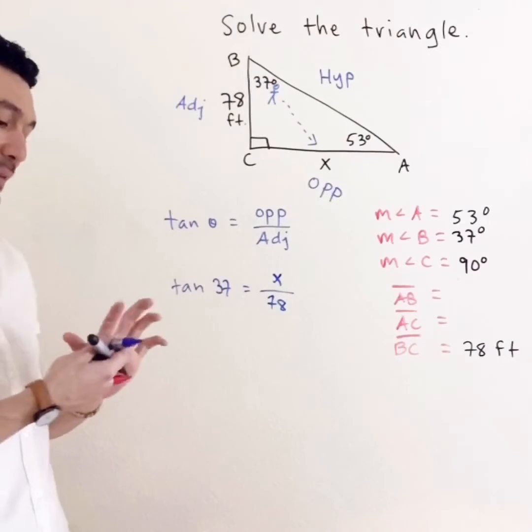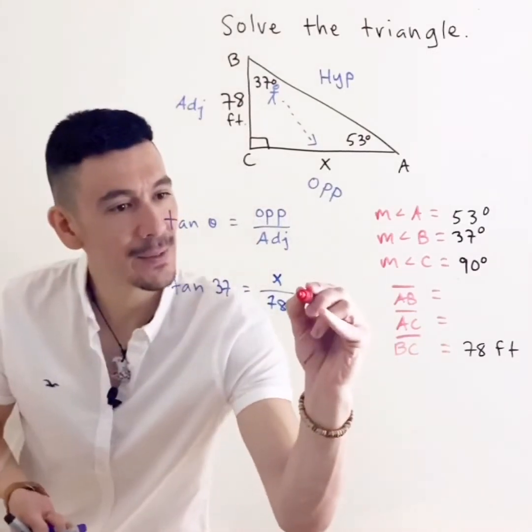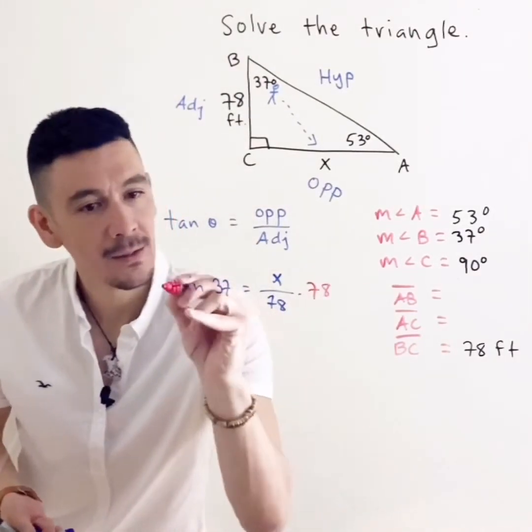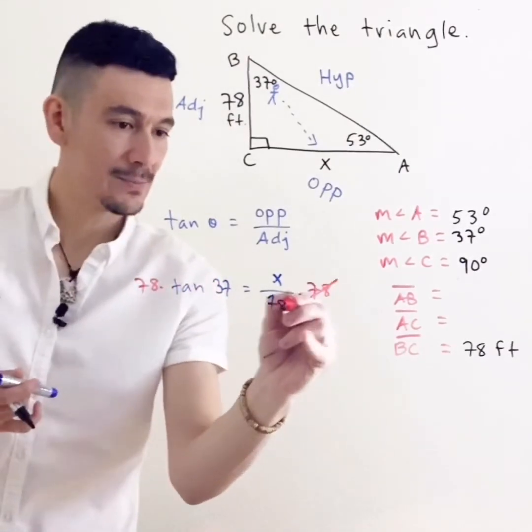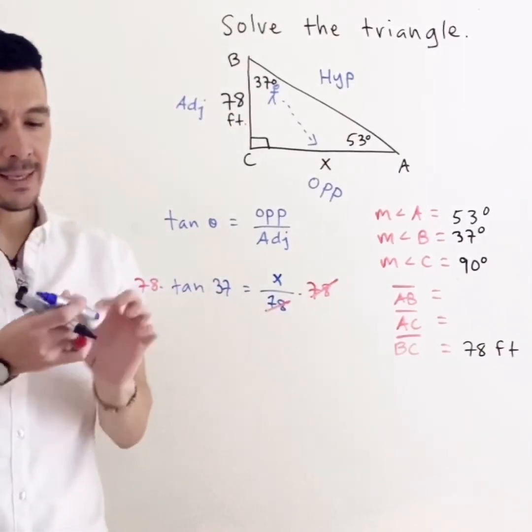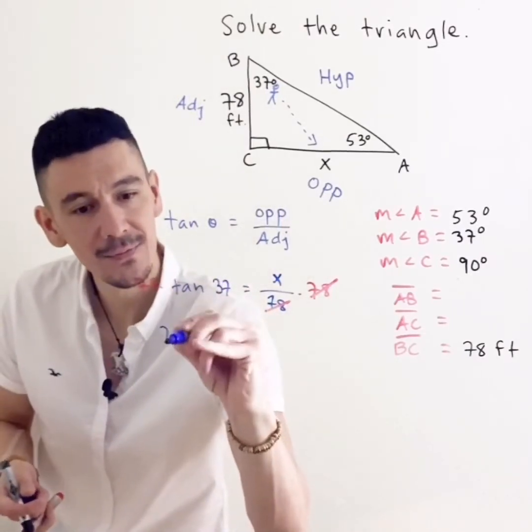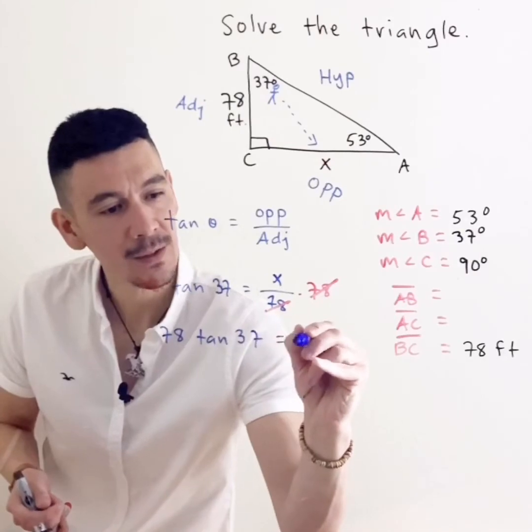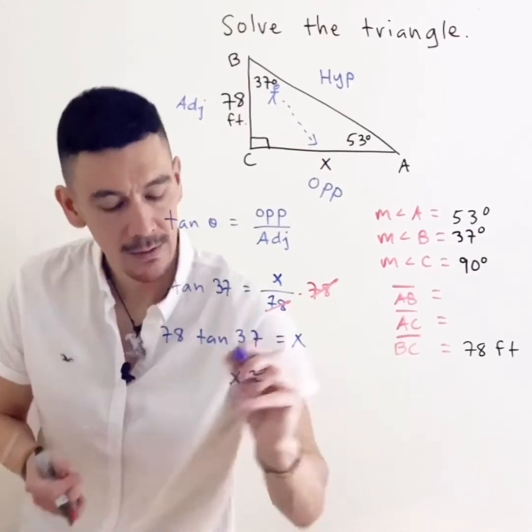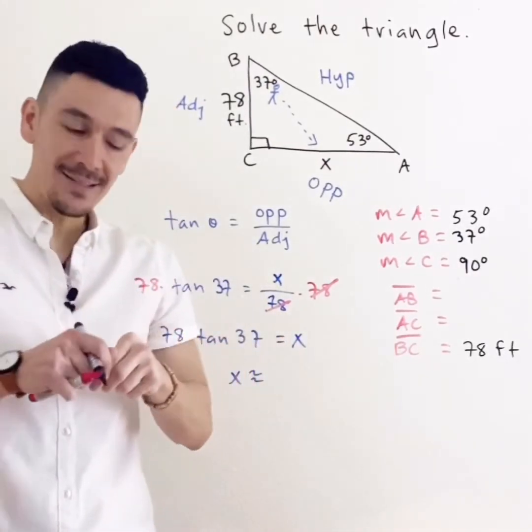So now let's solve this equation and we can find x. So how do I solve for x? Well, maybe I can multiply by 78. Okay, so these are gone. And I have 78 tangent 37 equals x. So now go to your Casio.